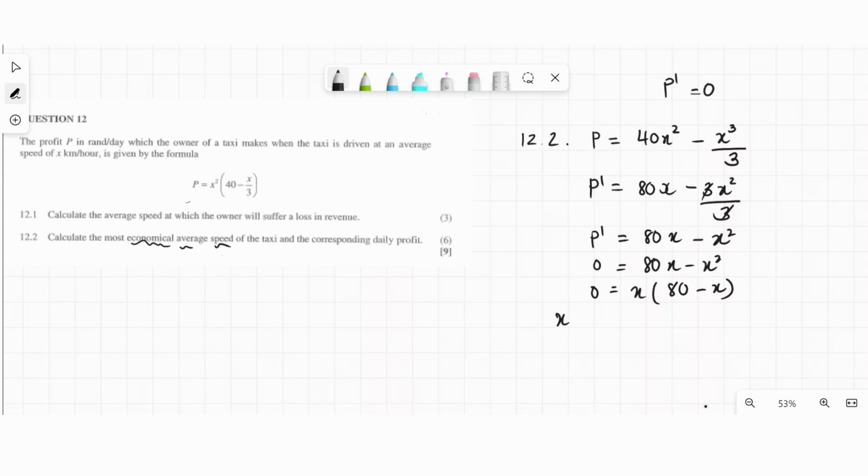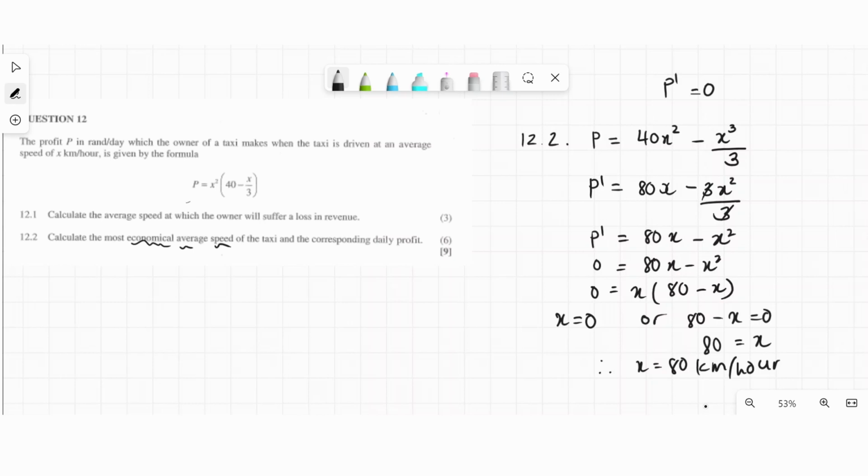So it's going to be x equals 0, or 80 minus x equals 0. Take the x to the other side, so it's going to be 80 equals what? It equals x. So therefore my answer is what? x equals 80, which is kilometers per hour, right? That's the economical average speed.